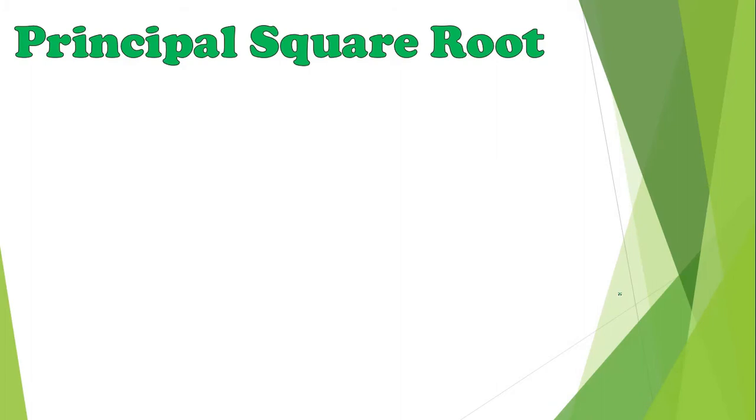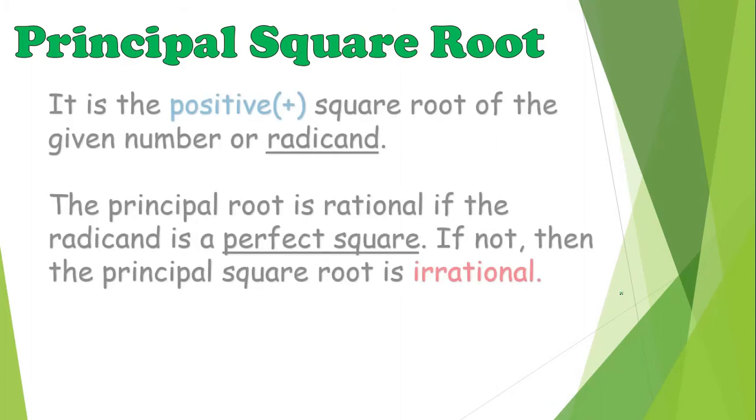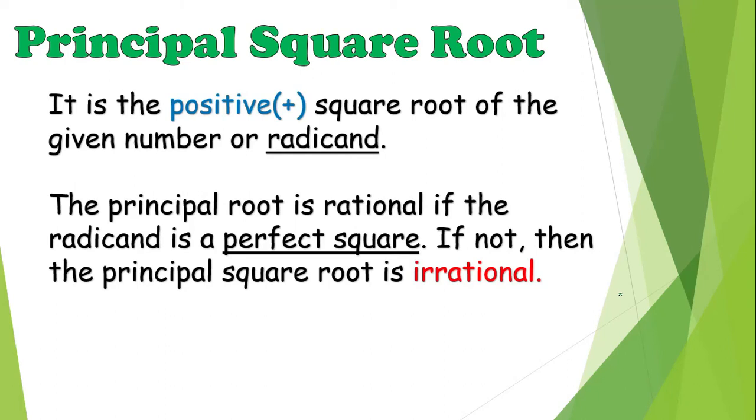Next, what do we mean by principal square root? So it is the positive square root of the given number or the radicand. So yun yung sagot kanina na positive number dun sa square root of 16. So we have the square root of 16, we have positive 4 or negative 4. So we have here the principal root, which is the positive 4.